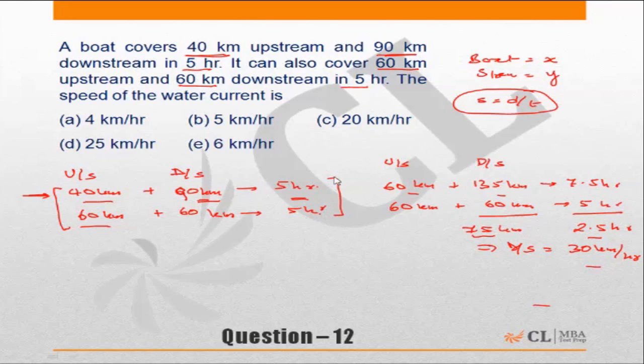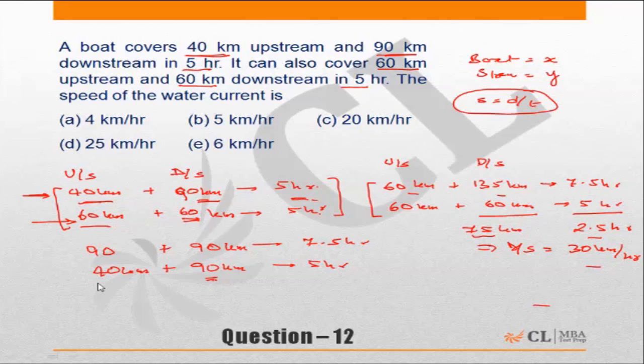Now this time we have cancelled the upstream speeds. Let us, to get the upstream speed, now try to cancel the downstream. Again I look at the first equation: 40 kilometers upstream plus 90 kilometers downstream is 5 hours. Multiply the second equation this time with 1.5, because 60 into 1.5 is 90, which is what I want to cancel. So 60 into 1.5 is 90. 90 kilometers upstream plus 90 kilometers downstream should again take 1.5 times, so 7.5 hours.